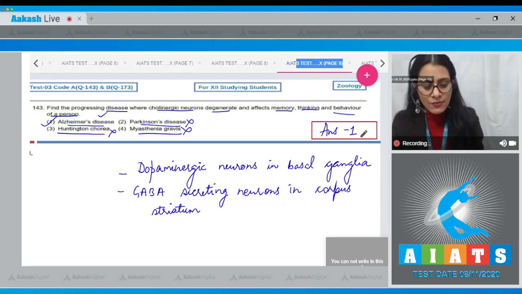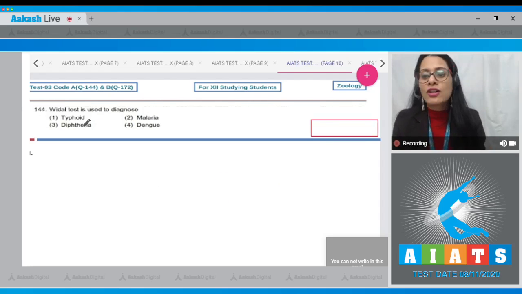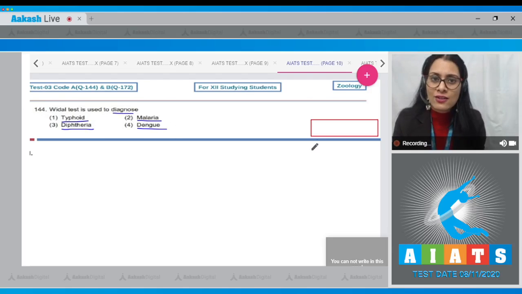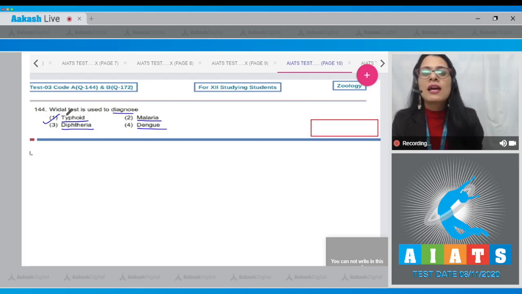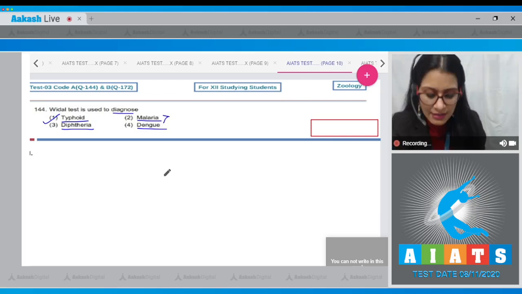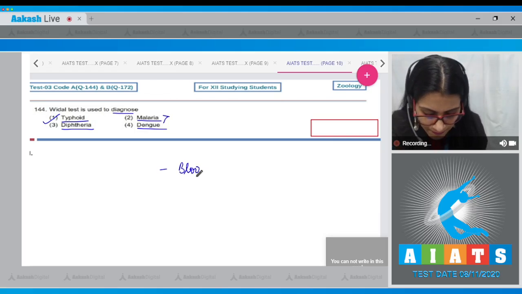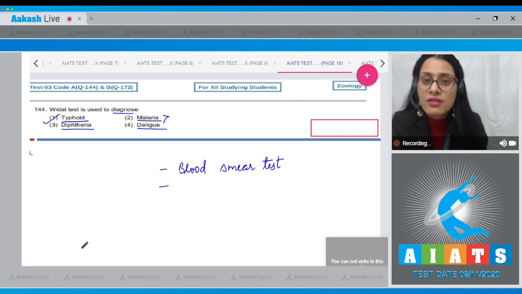Let's proceed to the next question. Question number 144. Vidal test is used to diagnose and the options are typhoid, malaria, diphtheria, dengue. And the correct answer to this question is option number 1, typhoid. This is the test which is given in your NCERT book also. The next option is malaria. This is incorrect because blood smear test is used to diagnose malaria.